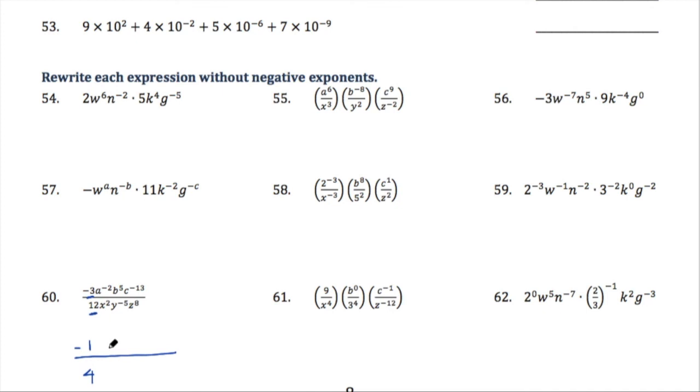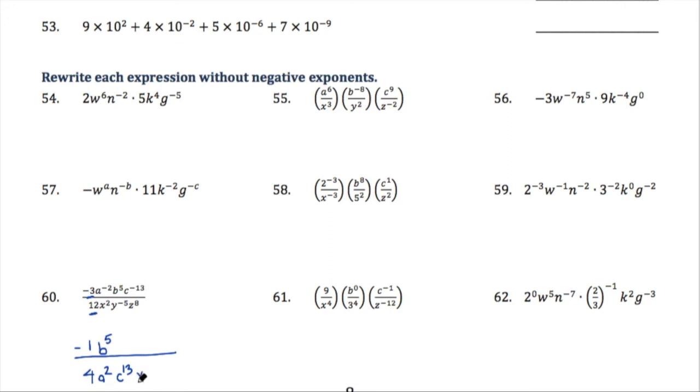Now let's see where everything should end up. So a to the negative 2nd, I'm going to take him and put him where he belongs. He belongs in the bottom now as a to the 2nd. B to the 5th, he should stay because he's a positive exponent. C to the negative 13th, let's get him down to the bottom where he'll be positive. And that's the entire numerator. So we go back down to the denominator. We got rid of our 12 already.